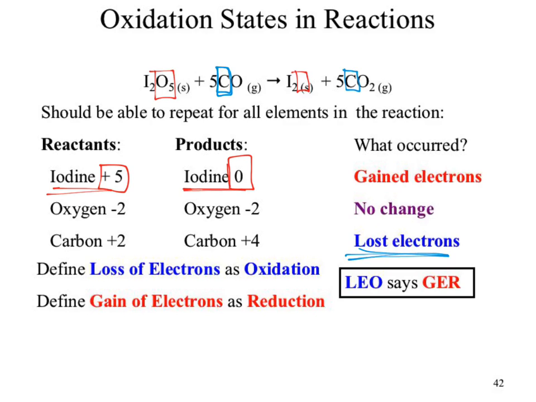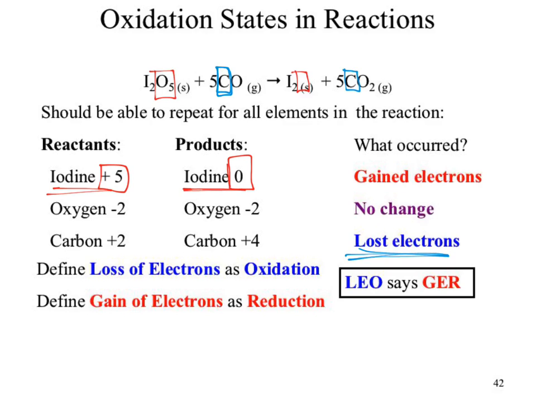It might be nice if we had some mnemonic device to memorize that. Leo happens to be, yeah, that's true, let's ignore the slide for a moment. Leo is the zodiac sign for lions. Leo the lion says grr. There we go. We've got a mnemonic device that ties the loss of electrons, Leo, to oxidation. Gain of electrons to reduction. You still have to solve for the oxidation state to even get to answering this question.